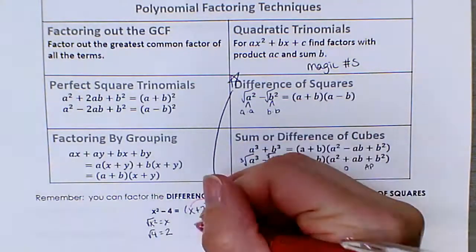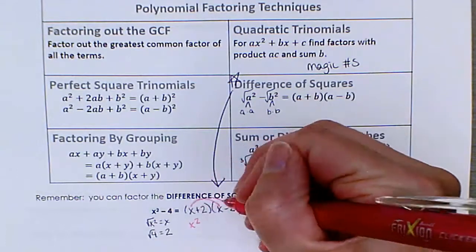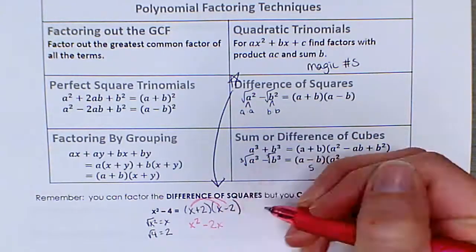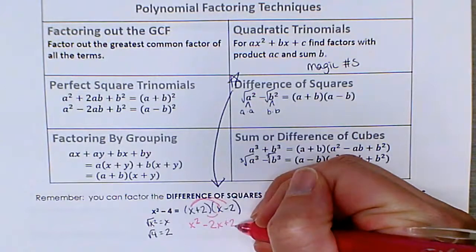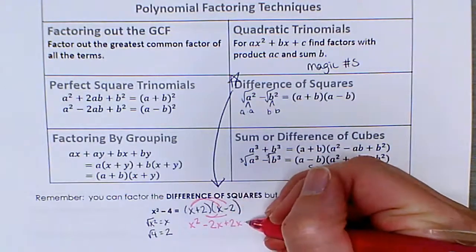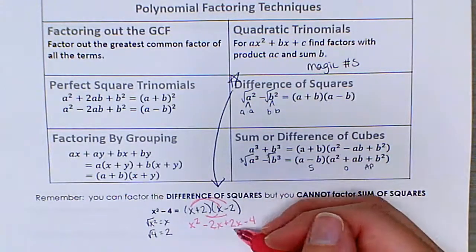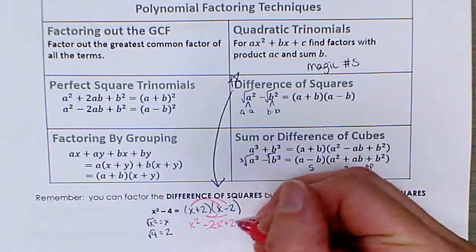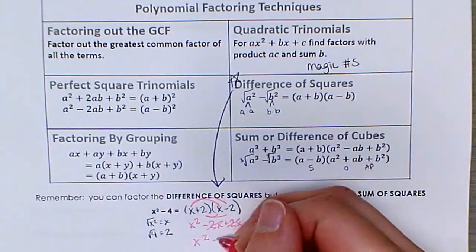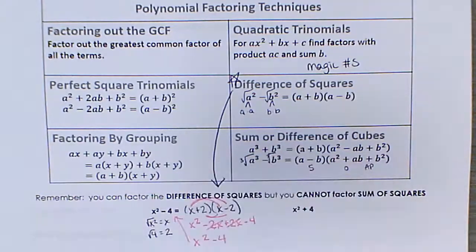And I could check that by using FOIL. So x times x is x squared. X times negative 2 is negative 2x. 2 times x is 2x. And 2 times negative 2 is negative 4. My middle terms, negative 2x plus 2x, cancel out, and I have x squared minus 4, just like my original problem. So this is right.